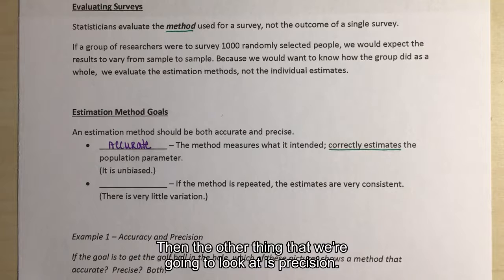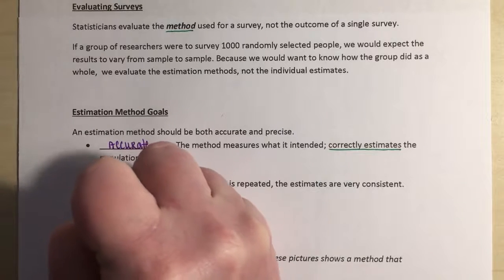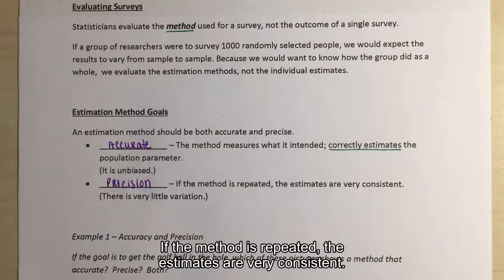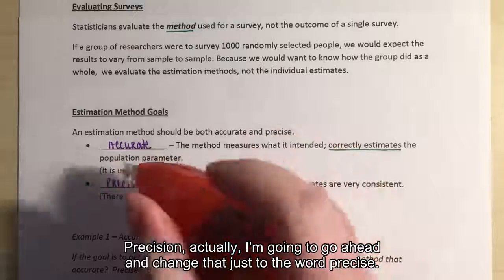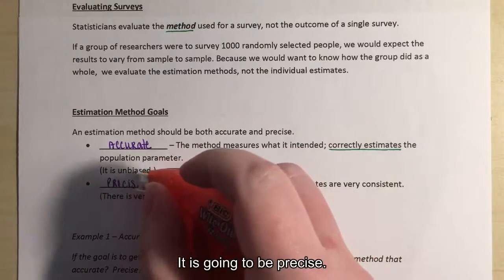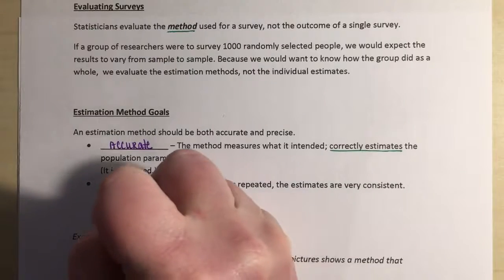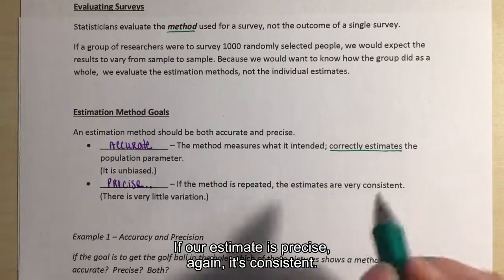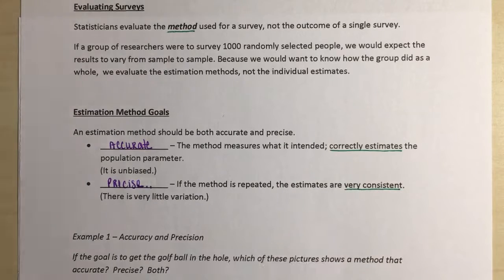Then the other thing that we're going to look at is precision. Right? If the method is repeated, the estimates are very consistent. So precision, actually I'm going to go ahead and change that just to the word precise. Right? It is going to be precise. So if our estimate is precise, again, it's consistent, right? There is very little variation.